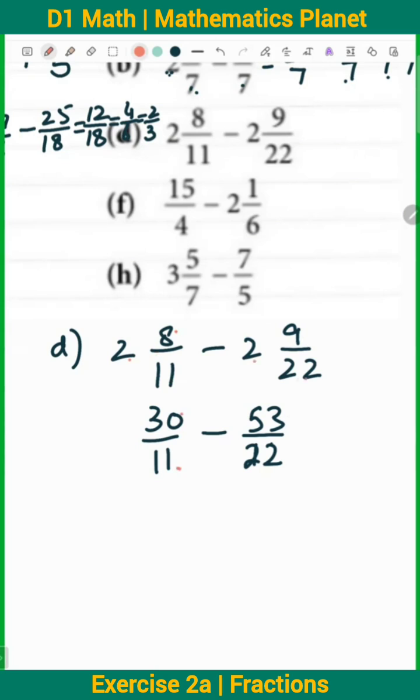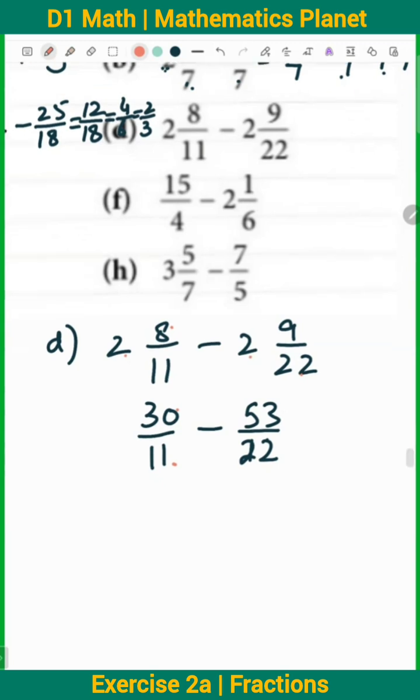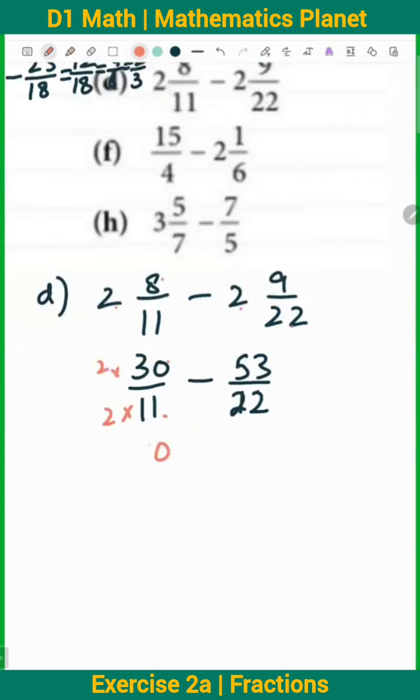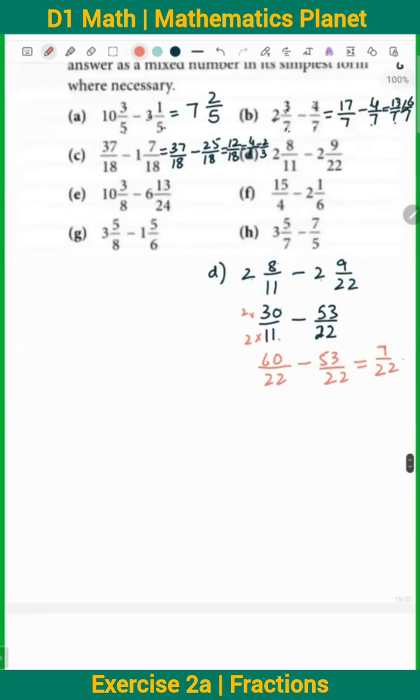Okay. Now I'm going to make the denominator same. What will I get? 60 minus 53. So what is 60 minus 53? 7 by 22, which is our answer. 7 by 22. Okay, now I'm going to come to E part. 10 whole 3 by 8 minus 6 whole 13 by 24.